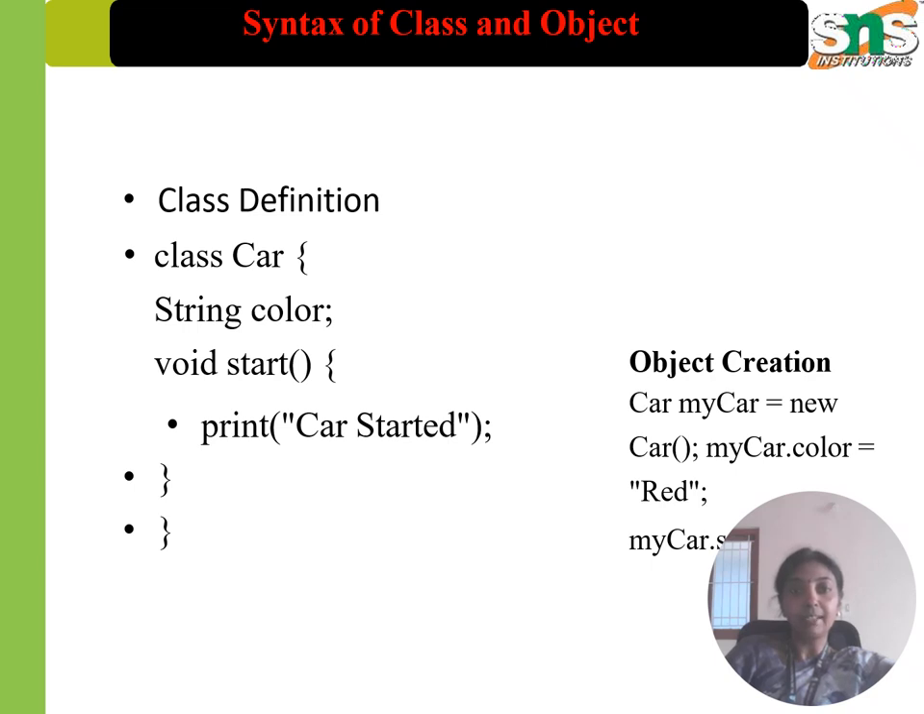We can define a class Card. Inside that class, we can create member functions and variables. Here, the member function is start, the variable is color. Here we can create an object myCard. Card myCard = new Card. Using this myCard, we can call the variable color and the function start also. We can get the variables and methods inside the class using objects.